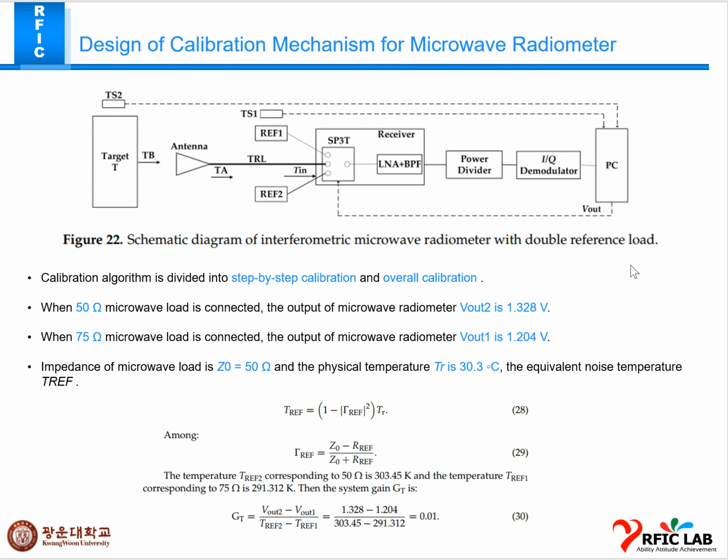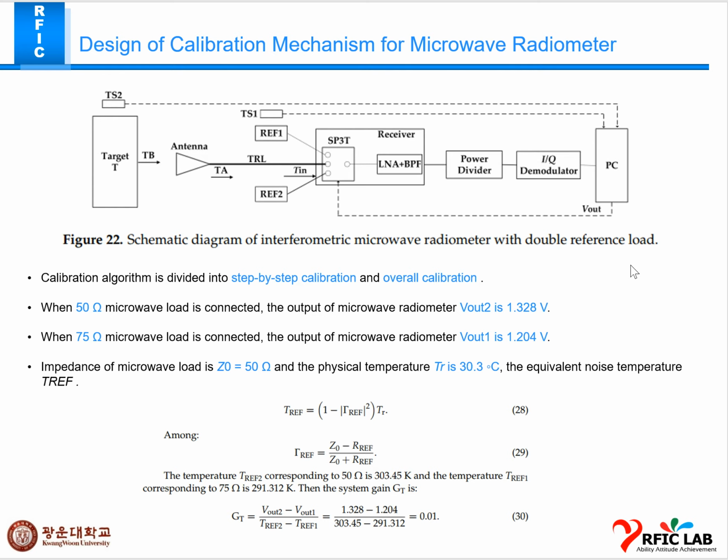So this slide is about the design, the second subtopic of the calibration mechanism of the microwave radiometer. In this, the calibration algorithm is divided into step-by-step calibration and overall calibration also. When a 50 ohm microwave load is loaded, the output is 1.328 volt. When a 75 ohm microwave load is loaded, the V out is 1.204 volt.